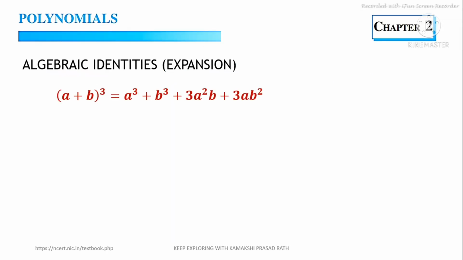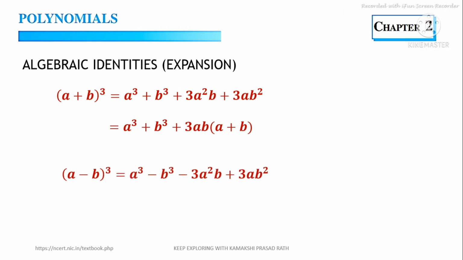For these types of questions, we will be using some identities for expansion. Like a plus b whole cube, that is a cube plus b cube plus 3a squared b plus 3ab squared, or else we can use it as a cube plus b cube plus 3ab into a plus b. Choice is ours. Next, a minus b whole cube is a cube minus b cube minus 3a squared b plus 3ab squared, or it can be written as a cube minus b cube minus 3ab into a minus b.